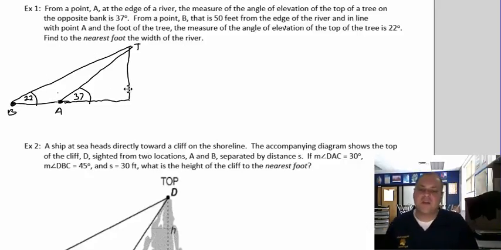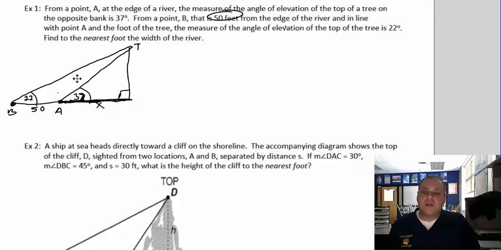Now, more than likely, I think they'll give you this picture rather than making you draw it, but we are going to practice drawing them. Find to the nearest foot the width of the river. Now, point B and point A are 50 feet apart, it says. So this is 50 here. We're trying to find X, the width of the river, which is right here. If you drew it out well, that's a 7, not a 2.